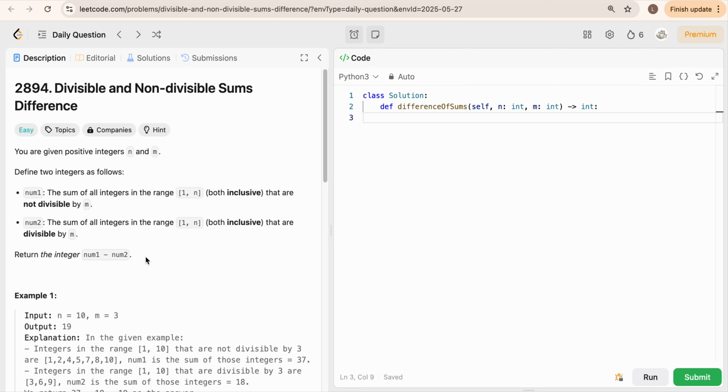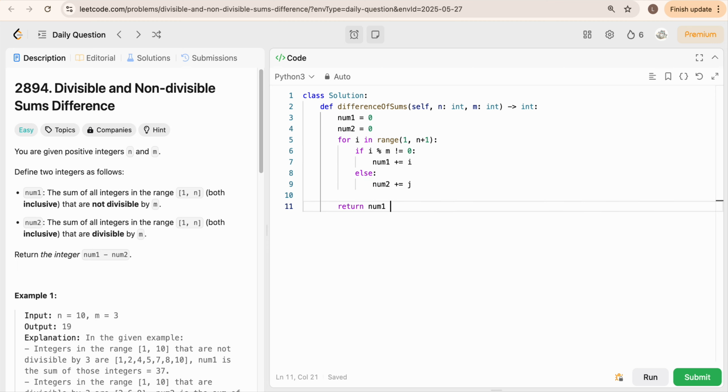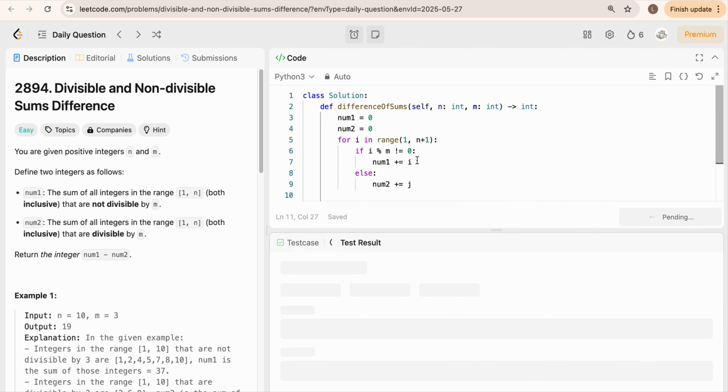So an easy solution is just to go through iteration. We define num1 equals 0 and num2 equals 0. We go through the range inclusive from 1 to n. If i is not divisible by m, then we add that to num1. Otherwise, we add it to num2. At the end, we just return num1 minus num2. So this is one way of doing it.